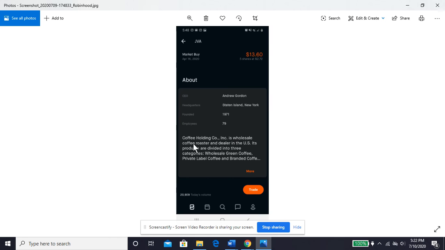So it is a wholesale coffee roaster and dealer in the US. Its products are divided into 3 categories: wholesale green coffee, private label coffee, and branded coffee. So that sounds like a pretty solid product there.